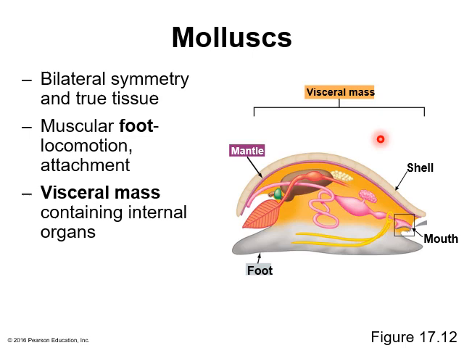And then what holds in all of those really important organs and protects the visceral mass is what's known as a mantle. The mantle is this purplish thing here. It surrounds the visceral mass and it protects those organs. And not all mollusks have a shell, but for those that do, it's the mantle that actually produces it, right? So it makes this shell that adds an extra layer of protection for all of these really important internal organs.